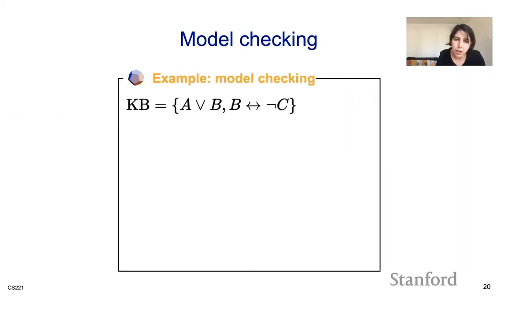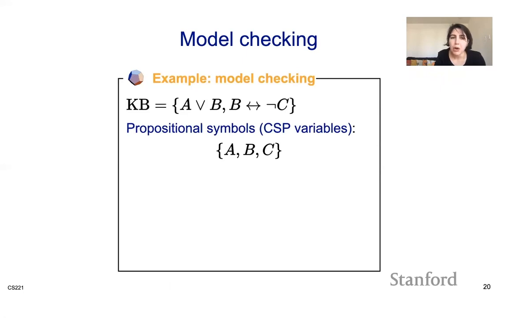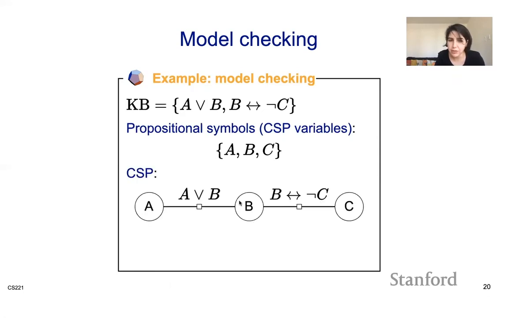Okay? Let's look at an example. Let's say our knowledge base has these two formulas in it. We have A or B, and we have B bidirectional implication negation of C. Okay. So we have three symbols, A, B, and C. These symbols are the same things as CSP variables. So we can have three nodes, these three variables. And then we have two formulas. These formulas create constraints in our CSP. So we have A or B, and then we have B equivalent to negation of C.